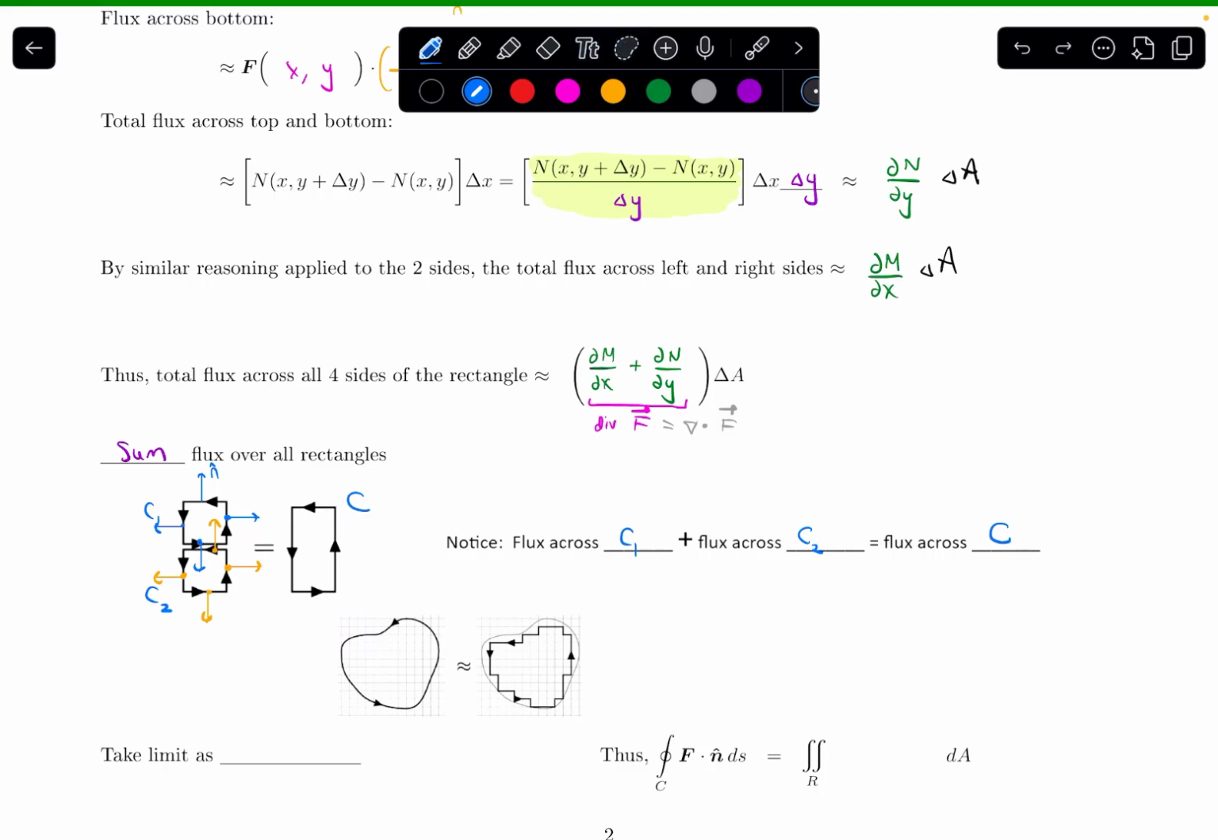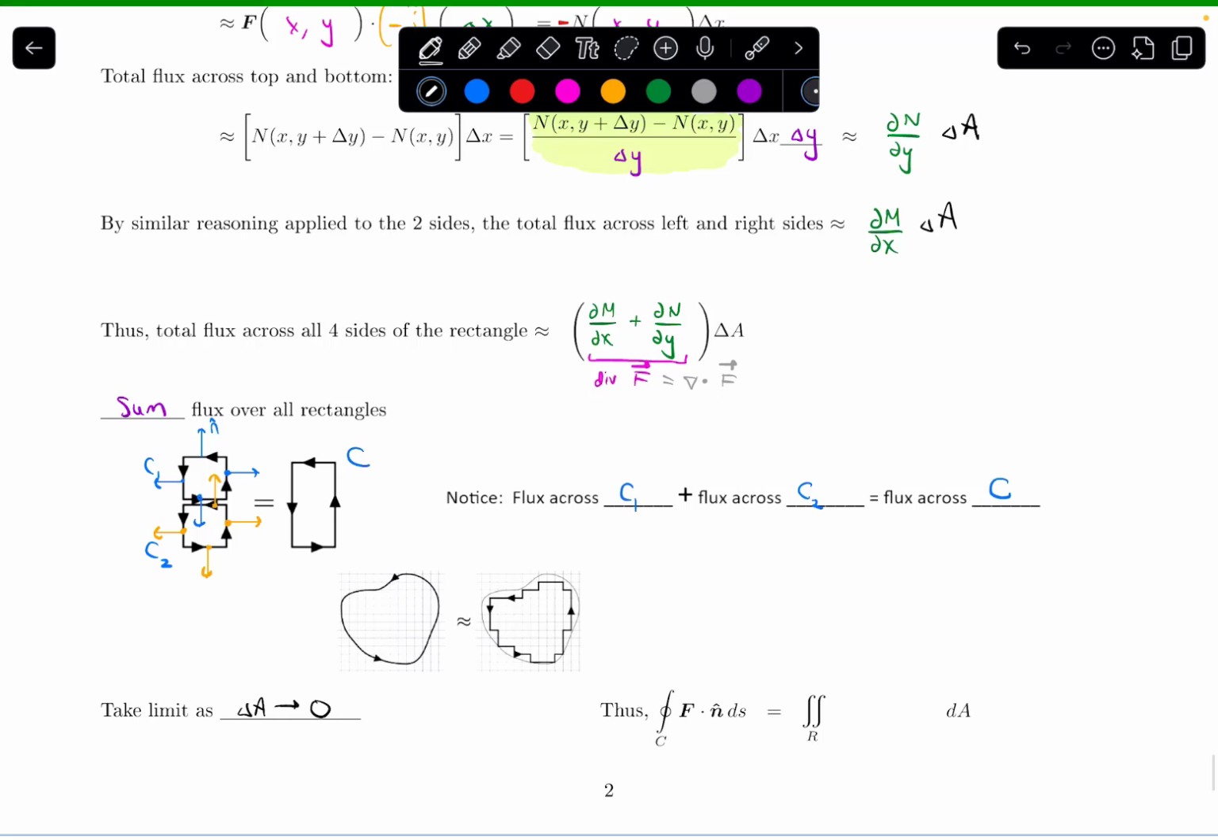So if I keep combining the rectangles like that, all the sides that are shared by two rectangles will cancel out. And you're just left with this boundary region, which is jagged based on whichever rectangle sides survive. But to make it exact, we take a limit. We take a limit as that delta A, the area of the rectangle, approaches 0. So when you do that, this portion, my approximate flux, will give me the exact flux on my boundary curve. That is what this is.